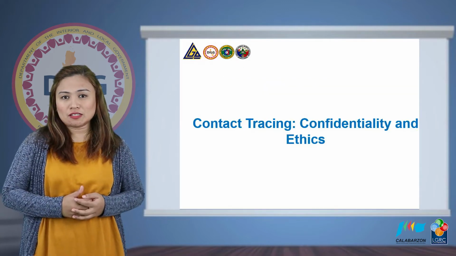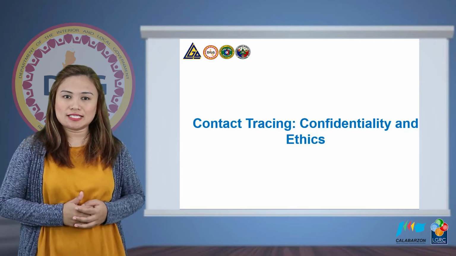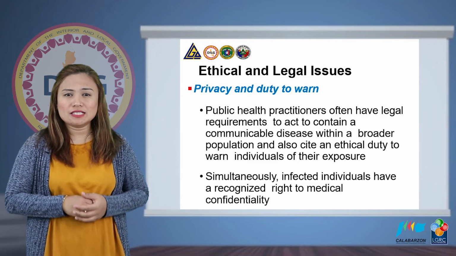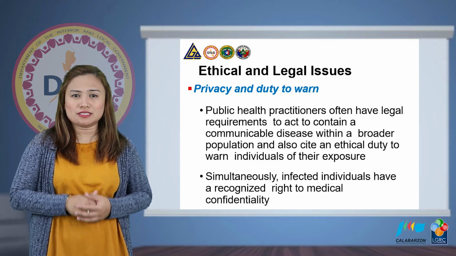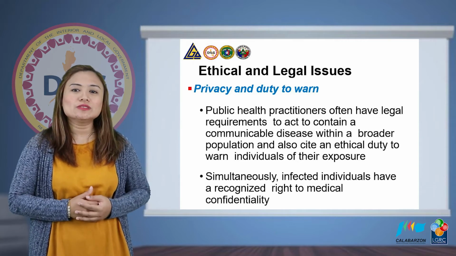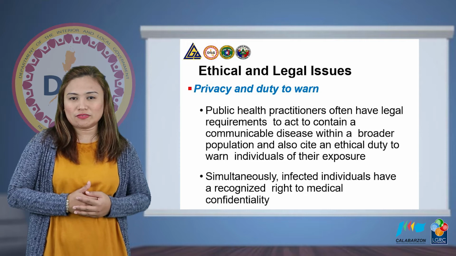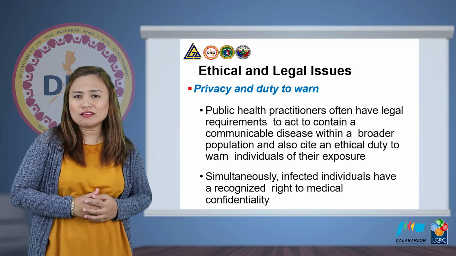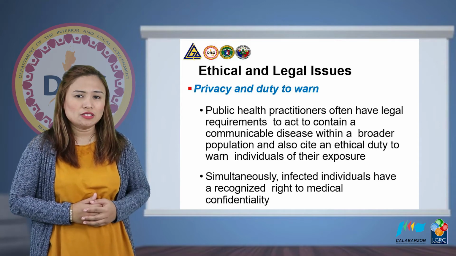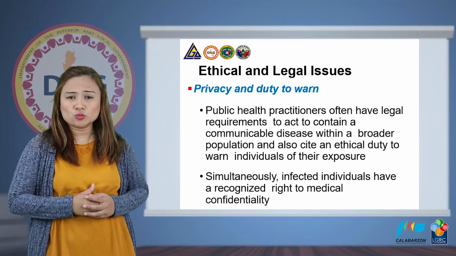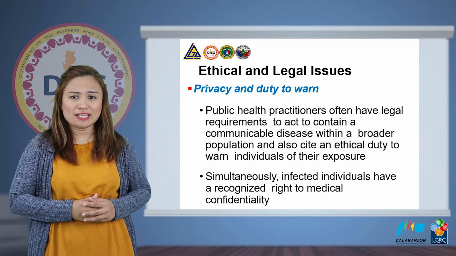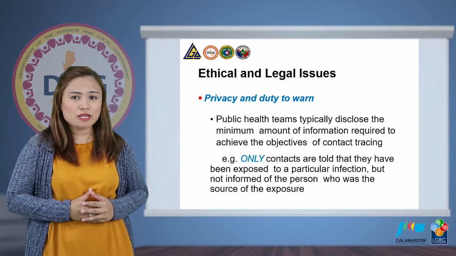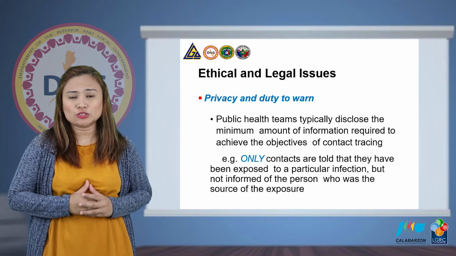And now let's proceed to the confidentiality and ethics of contact tracing. For our protection, public health practitioners often have legal requirements to act to contain a communicable disease within a broader population and also cite an ethical duty to warn individuals of their exposure. Simultaneously, infected individuals have a recognized right to medical confidentiality. We should not post in social media what we know about the person infected by COVID-19. Public health teams typically disclose the minimum amount of information required to achieve the objectives of contact tracing.